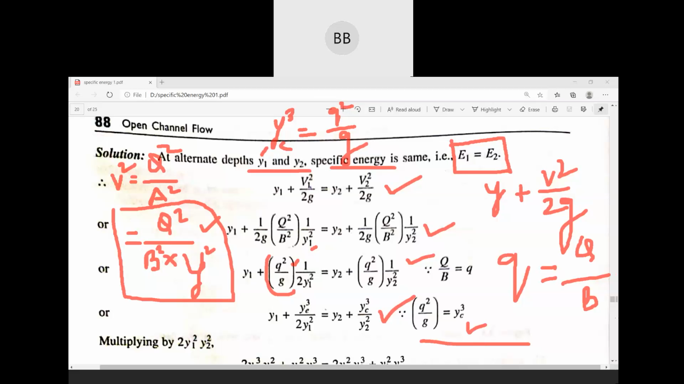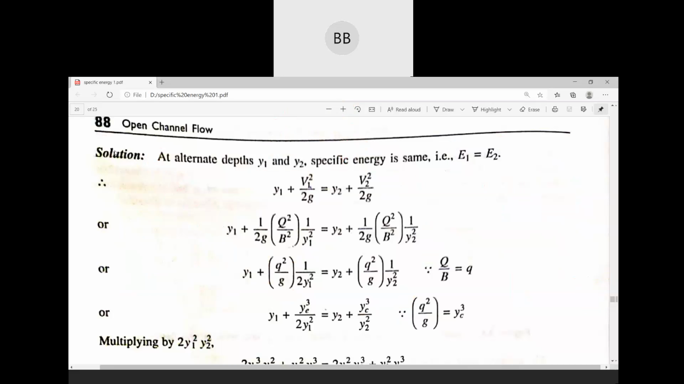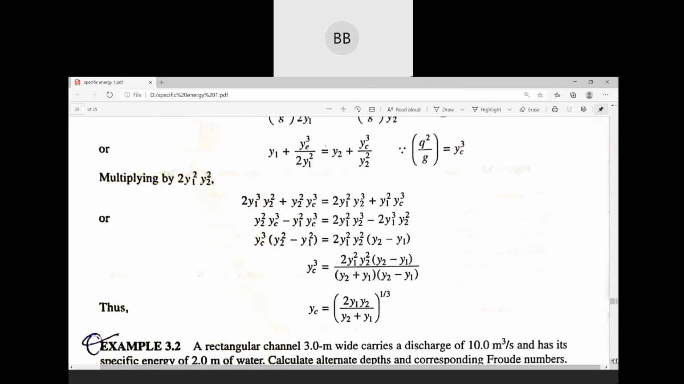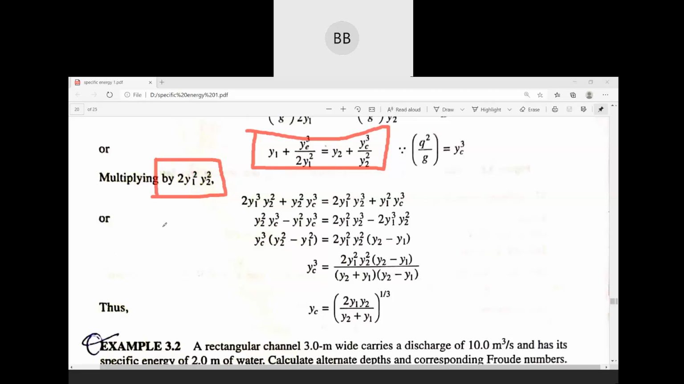So till here it's completed. Then we have to get an expression for yc cube. Okay, so what we are going to do next, we are multiplying both sides. This was our last expression. After that, we are going to multiply both sides by twice y1 square, y2 square.